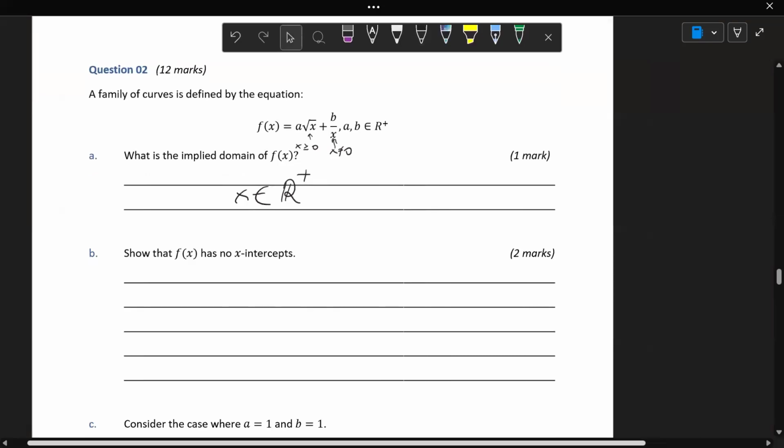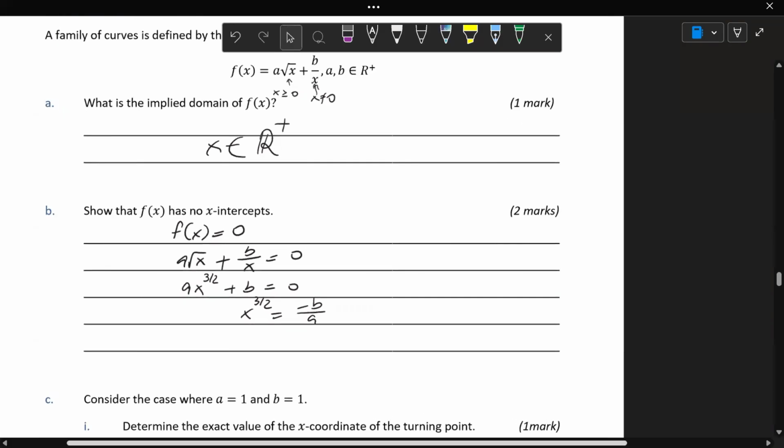Show that f of x has no x-intercepts. So for x-intercepts, f of x should equal 0. Therefore, a root x plus b over x should equal 0. Multiply both sides by x. So you end up with a x to the power of 3 over 2 plus b equals 0, and x to the power of 3 over 2 should equal negative b over a.